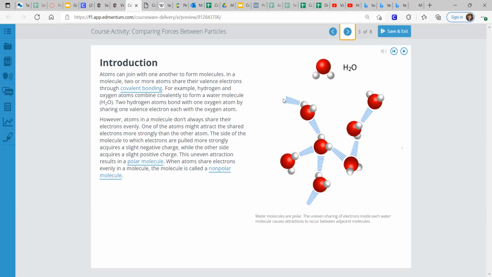However, atoms in a molecule don't always share their electrons evenly. One of the atoms might attract the shared electrons more strongly than the other atom. The side of the molecule to which electrons are pulled more strongly acquires a slight negative charge, while the other side acquires a slight positive charge. This uneven attraction results in a polar molecule. When atoms share electrons evenly in a molecule, the molecule is called a nonpolar molecule.